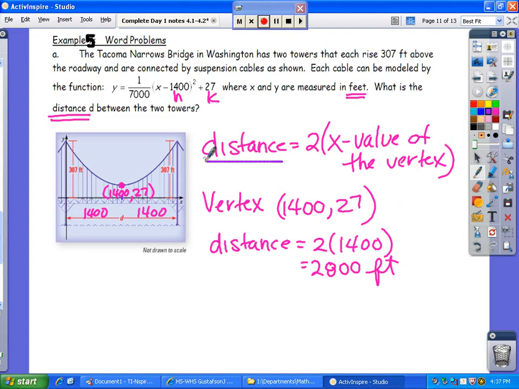So to answer this question, what's the distance? We're going to take 2 times 1400, which is 2800 feet. Make sure you have units.